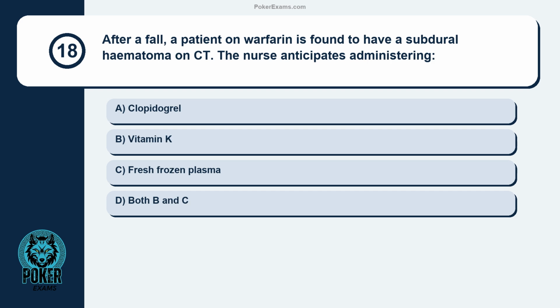Question 18. After a fall, a patient on warfarin is found to have a subdural hematoma on CT. The nurse anticipates administering clopidogrel, vitamin K, fresh frozen plasma, both B and C.